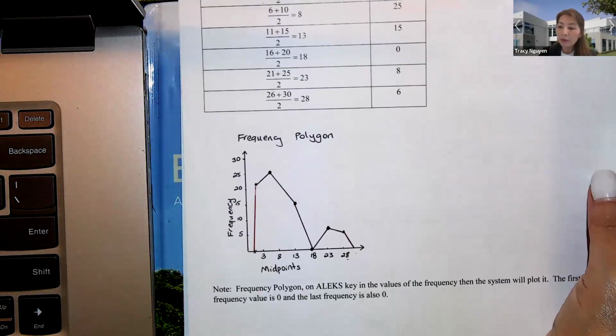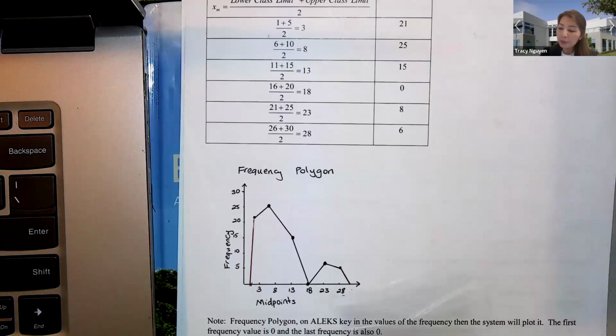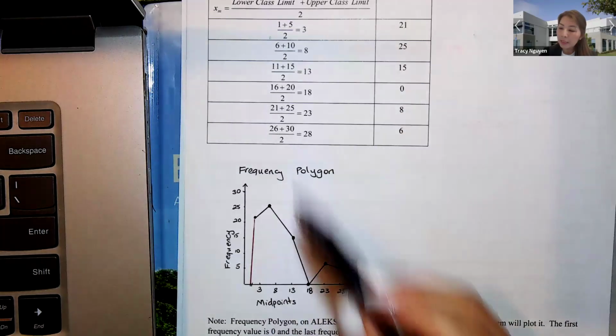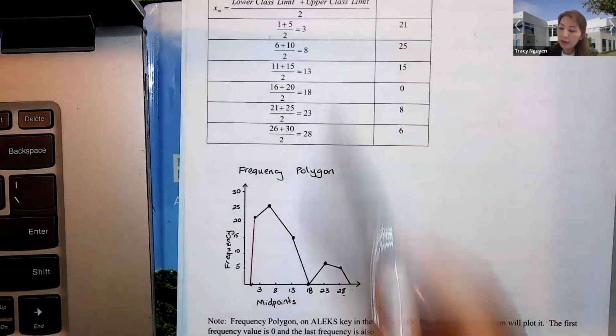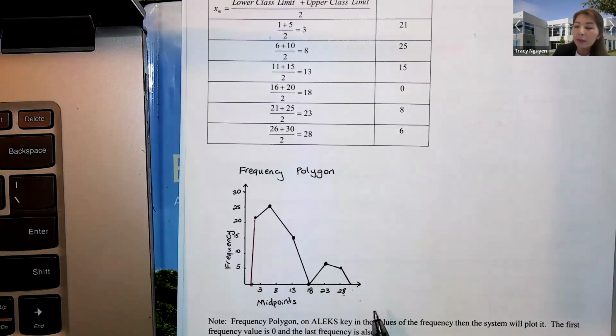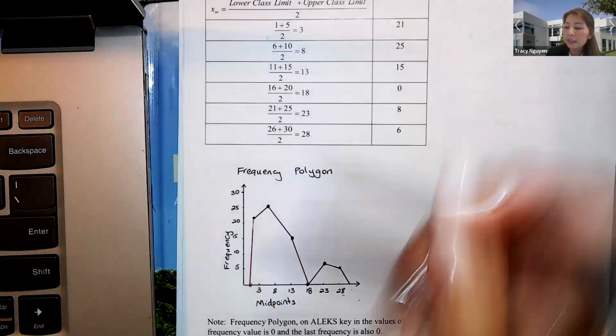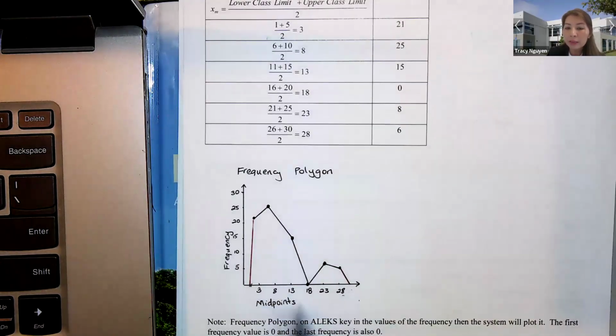All right, on the horizontal axis, you're going to have all the midpoints. So you see here that the first midpoint we have is 3. The second we have is 8, third we have is 13. So these numbers here on Alex, you will see them labeled as the midpoints for you. The good thing about it is that you don't have to do the computation for the midpoints because the grid is labeled. That means the midpoint is already done.